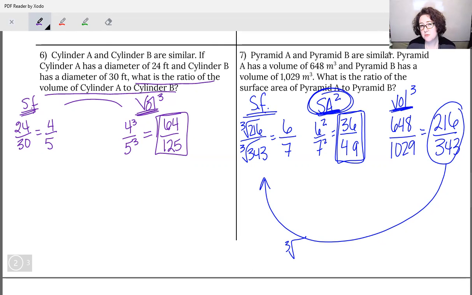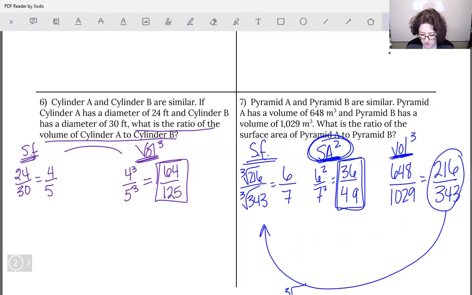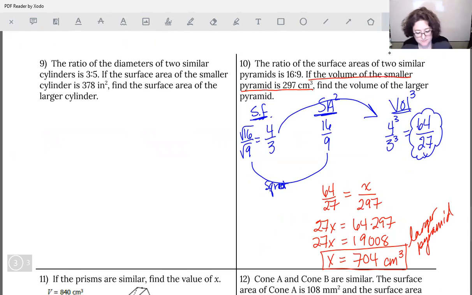All right, let's look at 3 more problems where they give us actual measures and we've got to solve for the size of a missing object. So here we go, example 8. Excuse me, I misnumbered those. I'm sorry. So example 9.